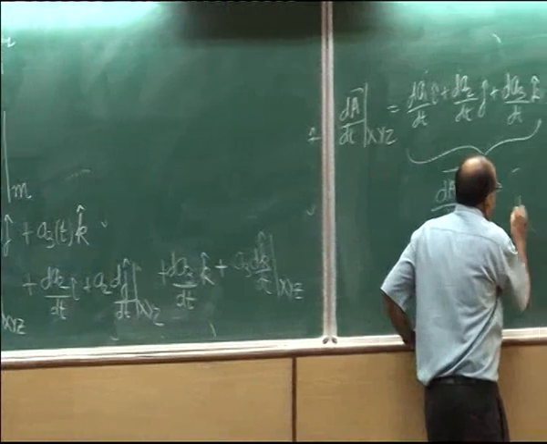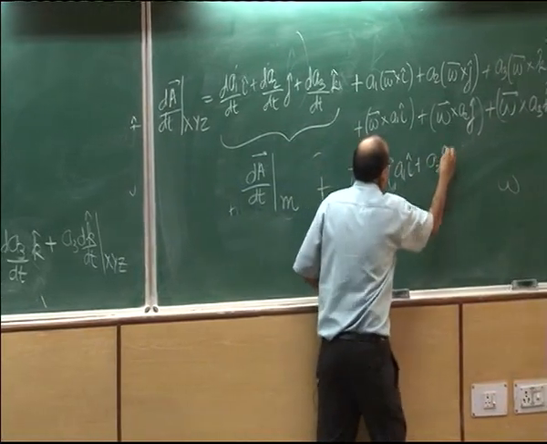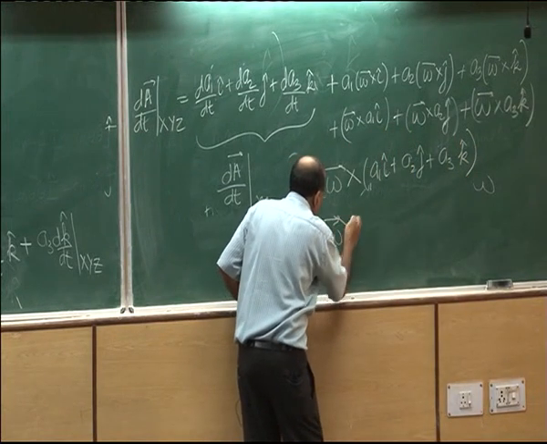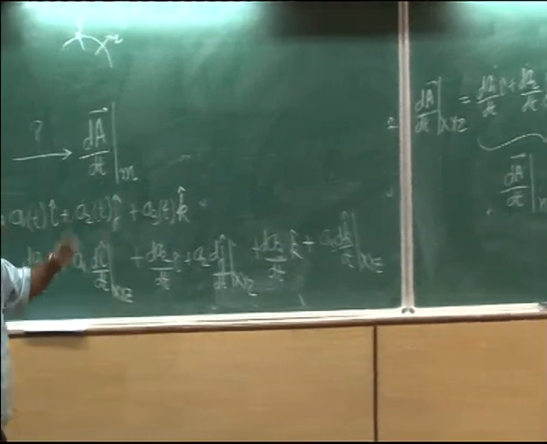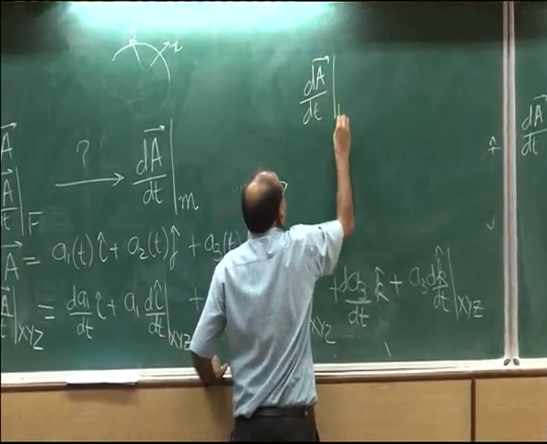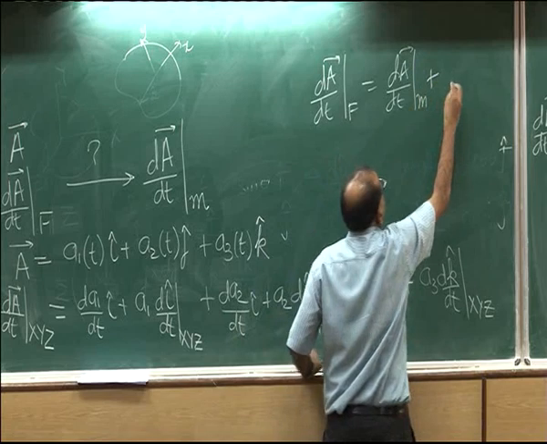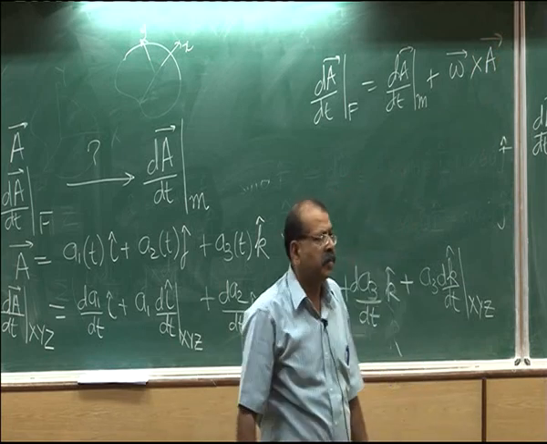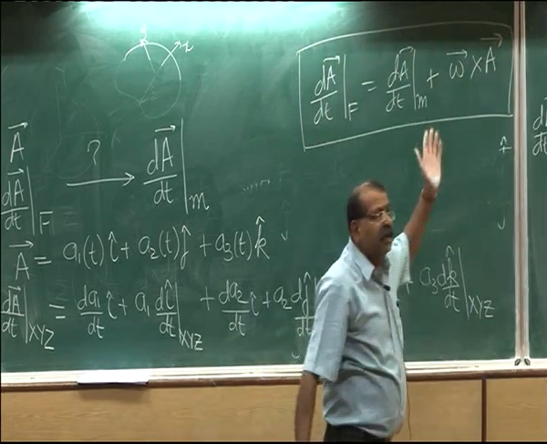And what will these terms then become? These will then become omega cross A1I plus A2j plus A3k, and this is nothing but equal to omega cross the vector A. Okay, so therefore we have got another formula, and this is the basic formula: dA by dt with respect to frame F is equal to dA by dt with respect to frame M plus omega cross A. Okay, and this formula we will be using repeatedly.